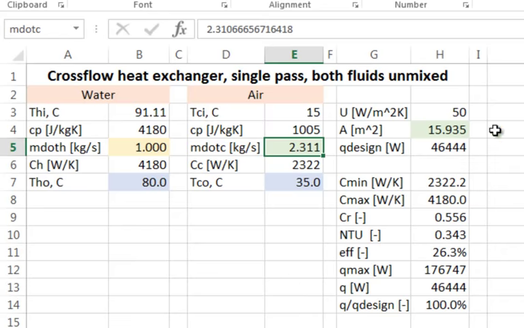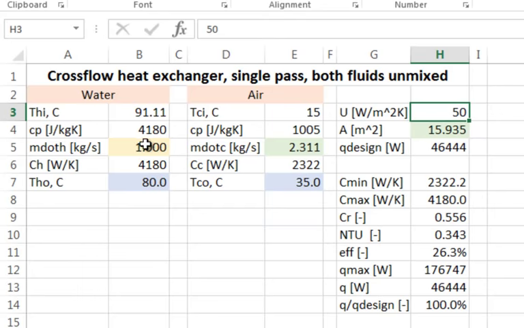It's going to stay constant. The area is going to stay constant. The flow rate's going to stay constant. The U is going to stay constant. But what I'm going to do is move off of the design load by reducing the mass flow rate of the hot water.